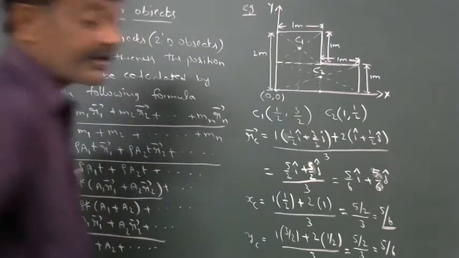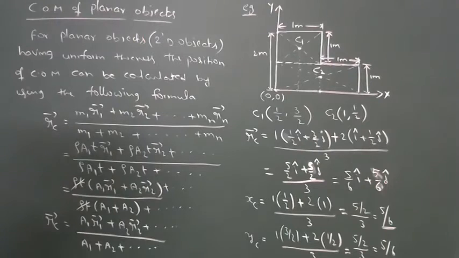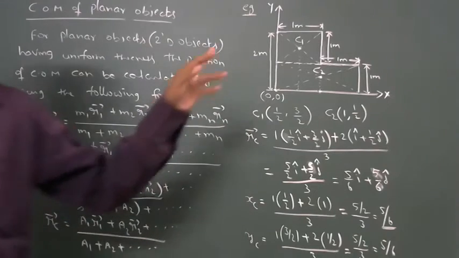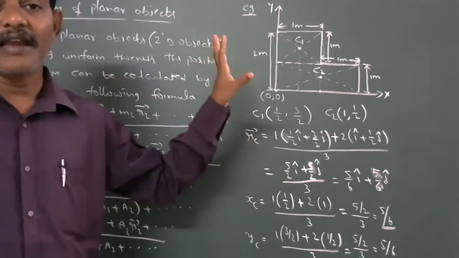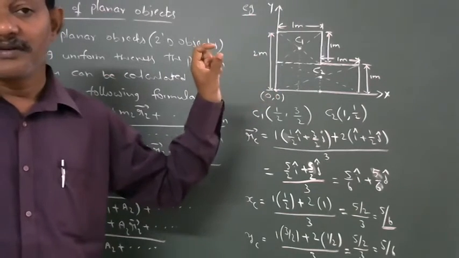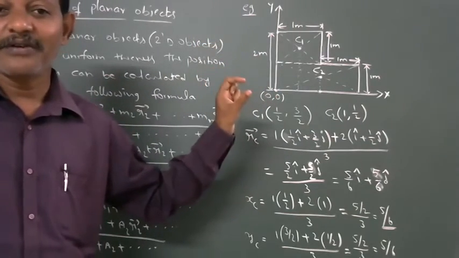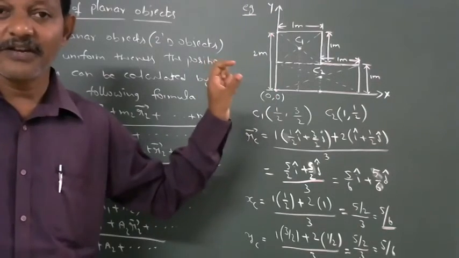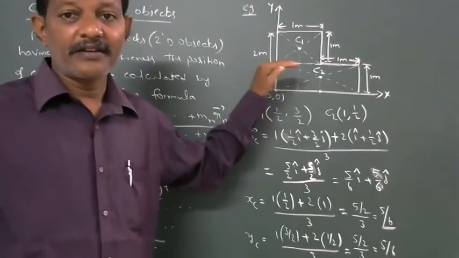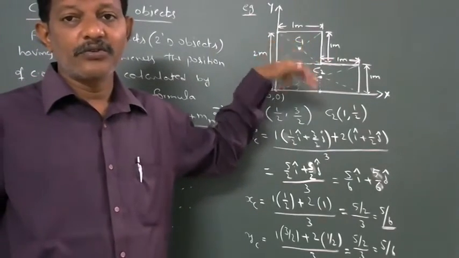This is the way to calculate the center of mass of planar type bodies or random type objects. What is the first step? Once again, listen. What is the first step? Divide the given laminar type objects and planar type objects into different regular shaped objects. Here, by drawing the dotted line, we got two shapes.